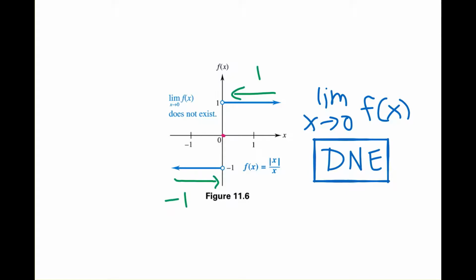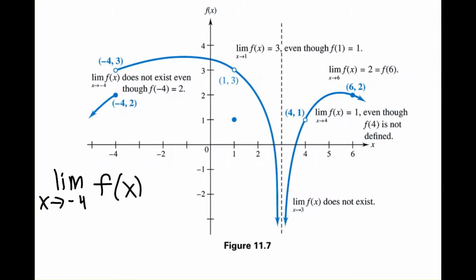Now let's take a look at another graph. First, let's look at the limit as x approaches -4 of f of x. Let's locate -4 on the graph. Now let's look at the behavior to the left of -4. That's this behavior here, and notice that the function values are approaching 2. Now let's look at the behavior to the right of -4. As we approach -4 from the right, the function values are approaching 3. So we are approaching 2 from the left, 3 from the right, and these values don't match. So the limit does not exist.